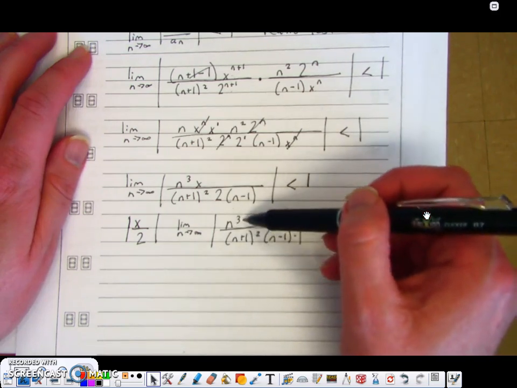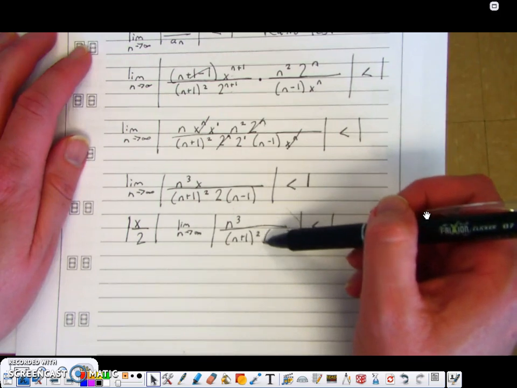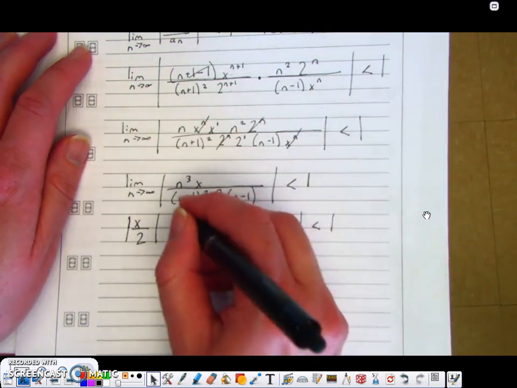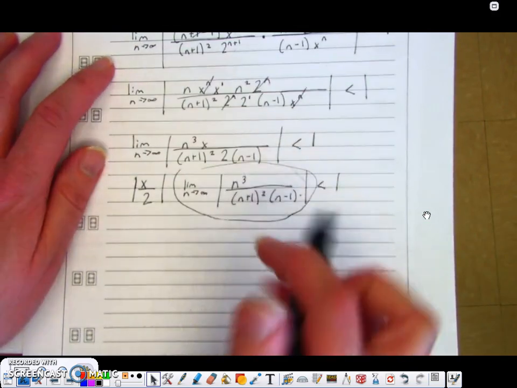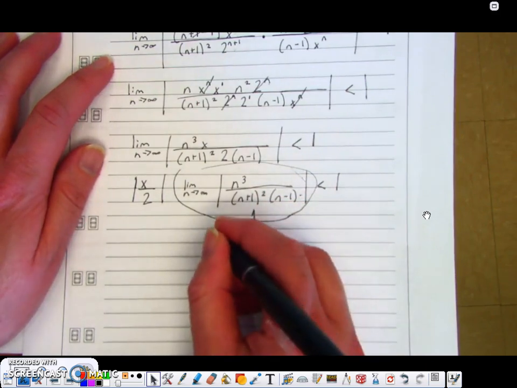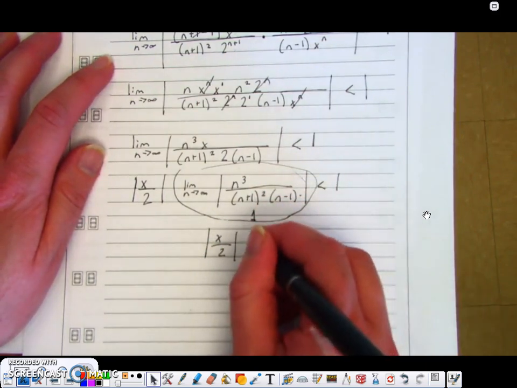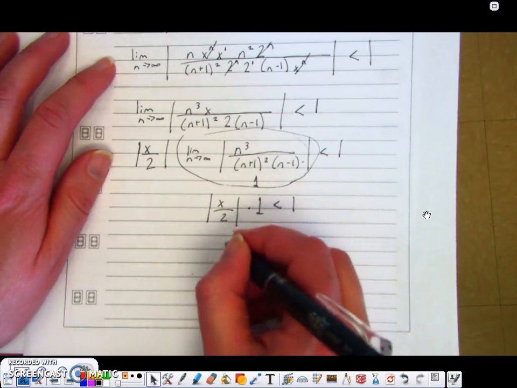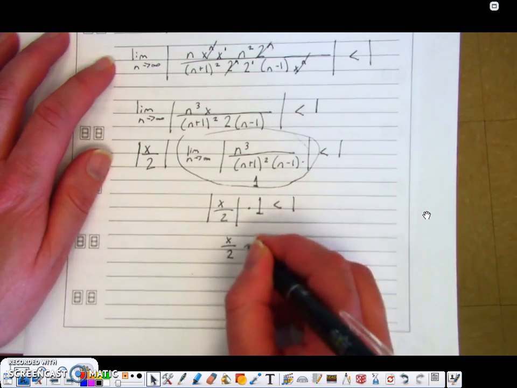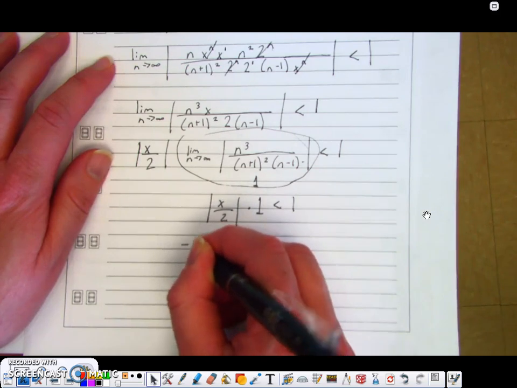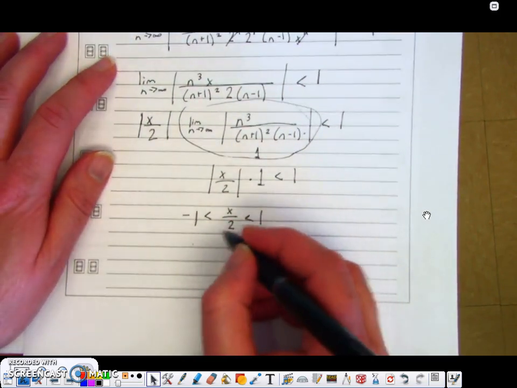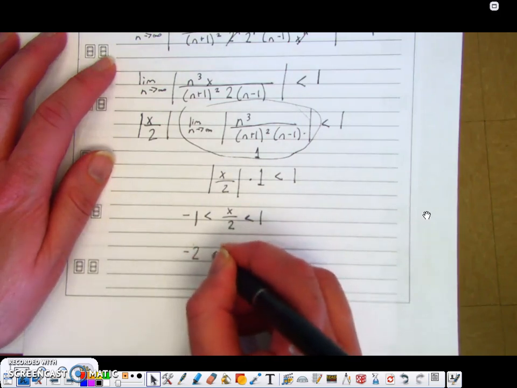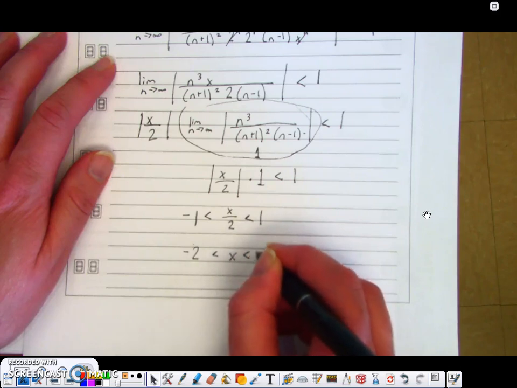If the highest power is n cubed and the highest power of the denominator is n cubed, you just take the leading coefficients, which in this case is 1 over 1. So all of this turns into 1. So you have the absolute value of x over 2 times 1 is less than 1. So x over 2 is between 1 and negative 1. Then multiply all 3 portions by 2, so you'd have negative 2 is less than x is less than 2.